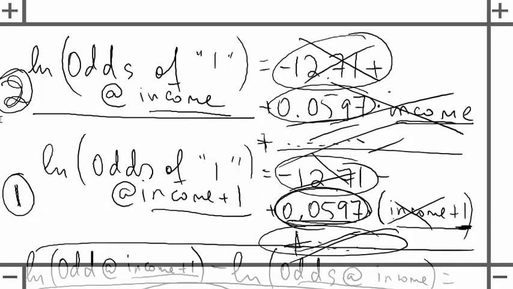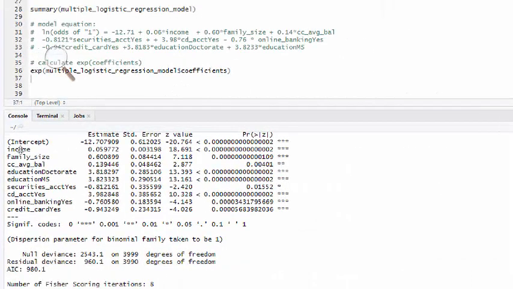Let's do another one, okay? Let's go back and do another one. All right, so now I want to take something that will decrease the odds, okay? So which variable might be a good candidate?